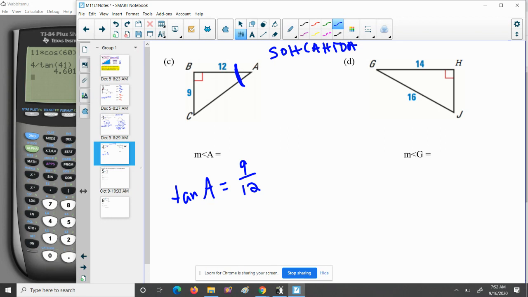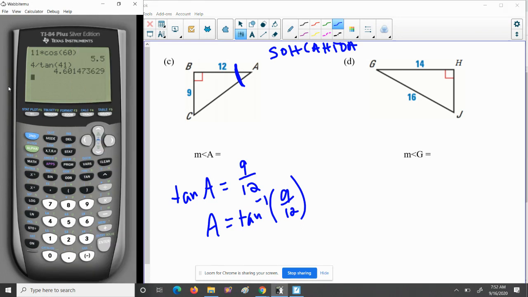12. Now, if we want to solve for the measure of angle A, we have to do what's called the inverse. So we're going to have to take the inverse of 9 over 12, the tangent inverse, to find out the angle. Basically, if you look at your calculator, look above the sine, cosine, and tangent buttons. Notice in blue you have sine -1, cosine -1, tangent -1. Those are the inverse functions.